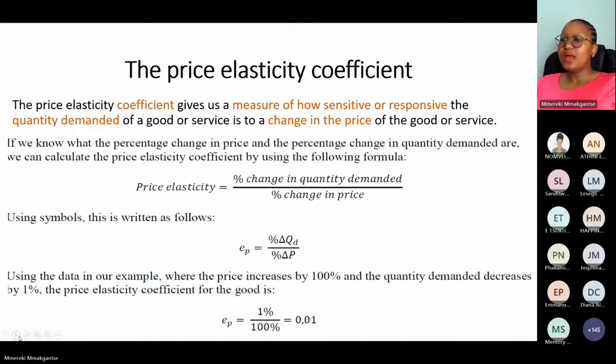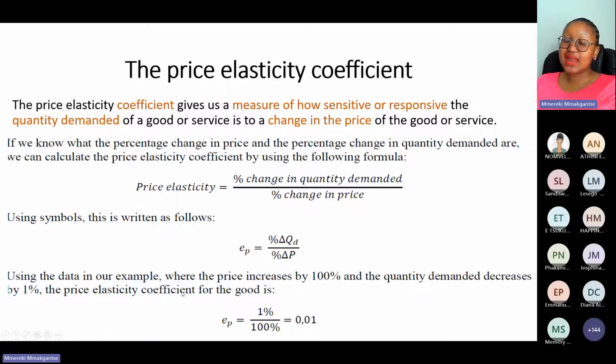Okay. So using symbols, this is written as follows. EP is our price elasticity. Therefore, it is the percentage change in quantity demanded divided by the percentage change in price. Like I said, guys, in my slides you're going to see a lot of these triangles and QD. Remember, triangle is change. QD is quantity demanded. And P is price.